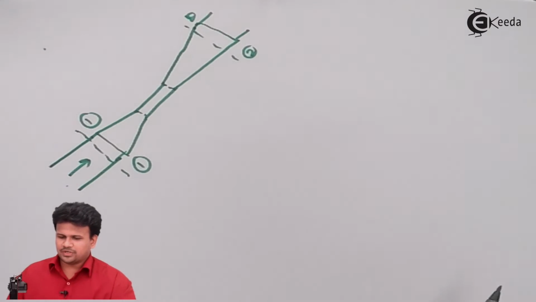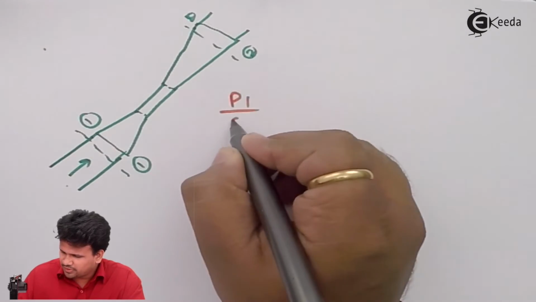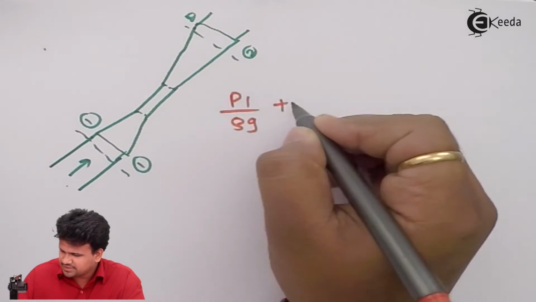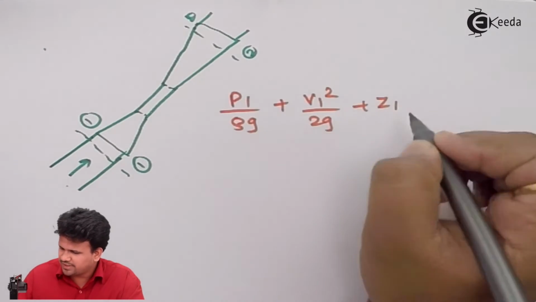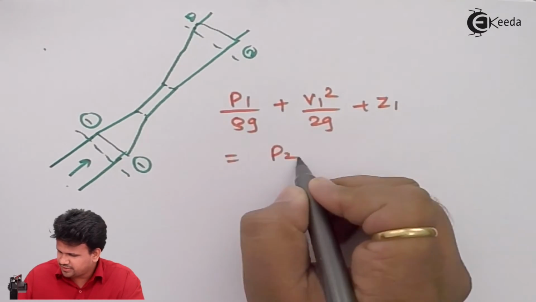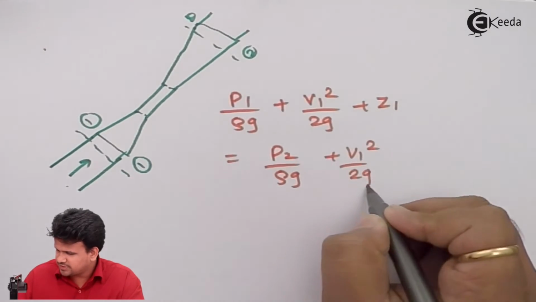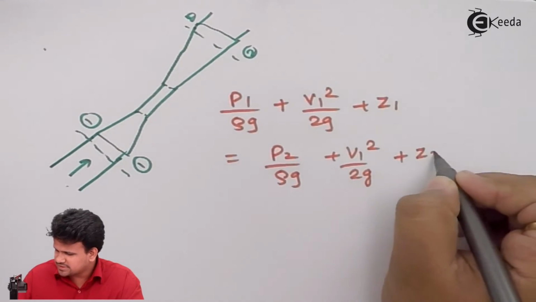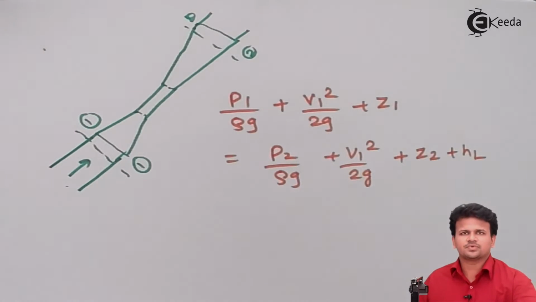If we apply Bernoulli's equation over here, we can write P1 upon rho g plus V1 square by 2g plus Z1 is equal to P2 by rho g plus V2 square by 2g plus Z2 plus the head loss, which is specified in the problem.